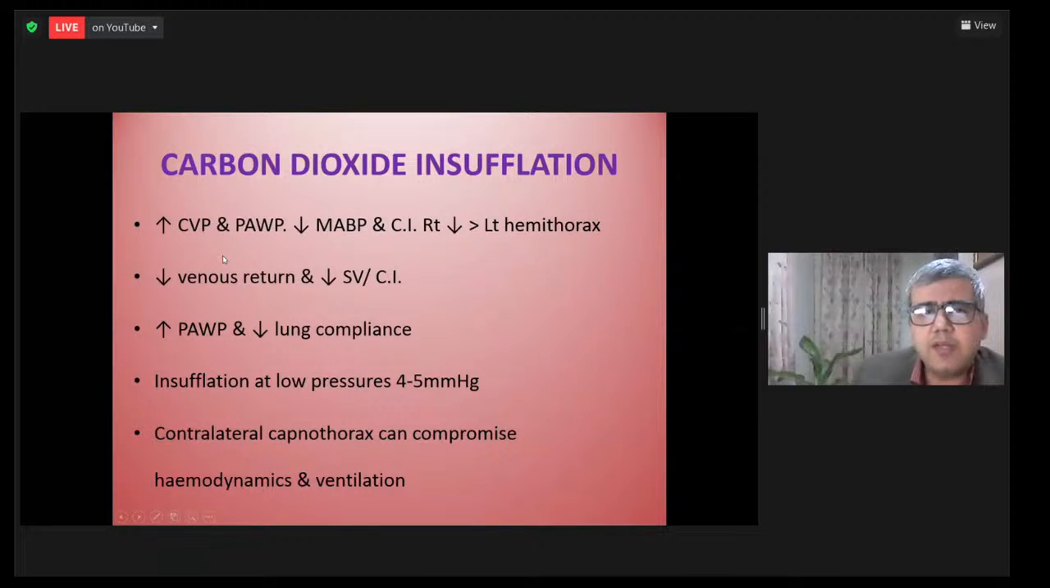It causes a decrease in the venous return, decreases the mean arterial blood pressure, and causes a rise in the CVP. Also, carbon dioxide insufflation may also cause a rise in the peak airway pressure and decreases the lung compliance.